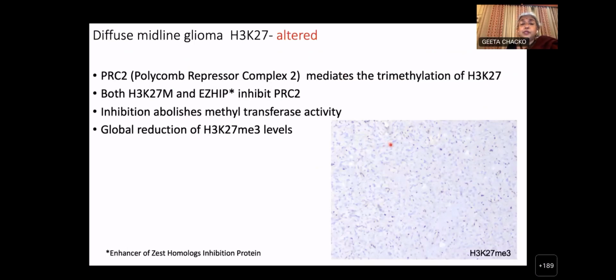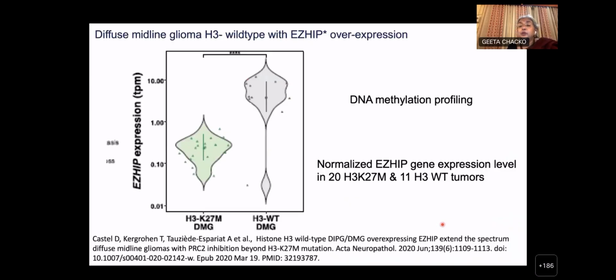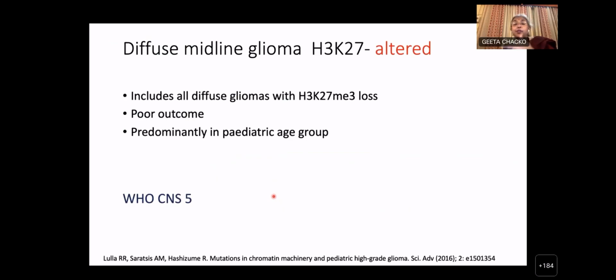But apart from the mutation in K27, what has been found is that this K27M and this other protein, EZHIP, they inhibit this polycomb repressor complex, and this is what mediates the trimethylation of H3. So when it inhibits it, there is loss of trimethylation activity, and so you see a global reduction in the trimethylation protein. So when there's EZHIP overexpression, it will inhibit the PRC2, and therefore inhibit the methylation activity, and then you see reduction in the methylation protein. So what was found was when they studied midline gliomas, there was a certain percentage that were K27 mutant, but there were also those that were wild type. And when they did methylation profiling, they found that these were those that had EZHIP overexpression, and therefore they got included in the same group.